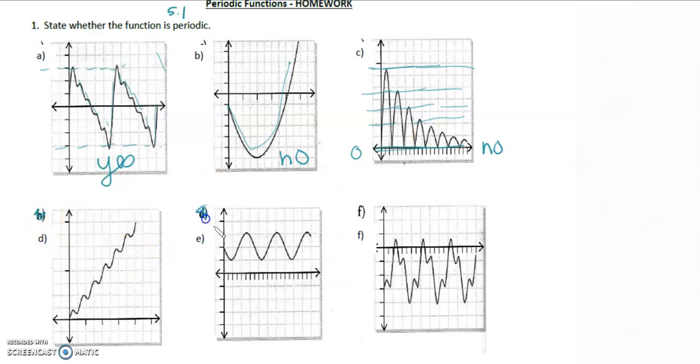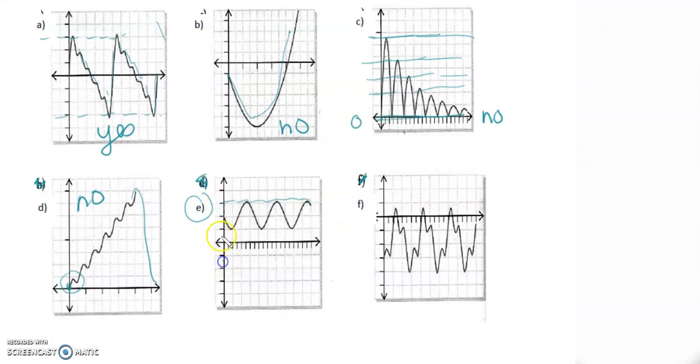This is D, E, and F. Okay, so for D, yes, it zigzags up, but it goes up and up and up and up. It doesn't ever return to the same spot. To be cyclic, it has to return to the same spot and repeat again. So this is another no. Okay, E, we're actually going to get into more in the next section. E is definitely periodic. We have a maximum, we have a minimum, and this repeats a curve. So yes.